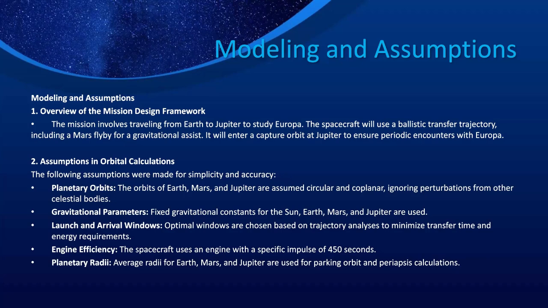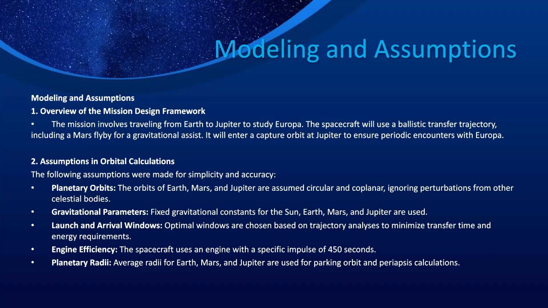The orbit was obviously from Earth to Mars and to Jupiter, assuming circular and coplanar orbits as well, ignoring any perturbations from any other celestial bodies, right? So the sun was our center body.